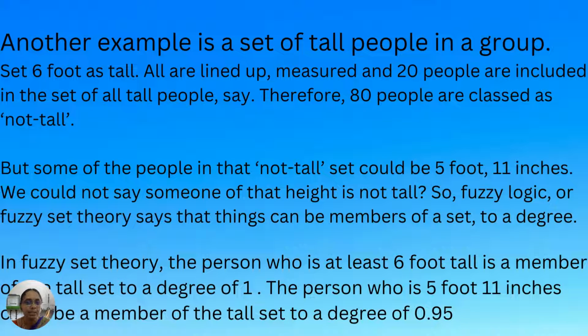So fuzzy logic or fuzzy set theory says that things can be members of a set to a degree. That is, partial membership is needed here. In fuzzy set theory, a person who is at least 6 feet tall is a member of the tall set to a degree of 1. The person who is 5 foot 11 inches could be a member of the tall set to a degree of 0.95.